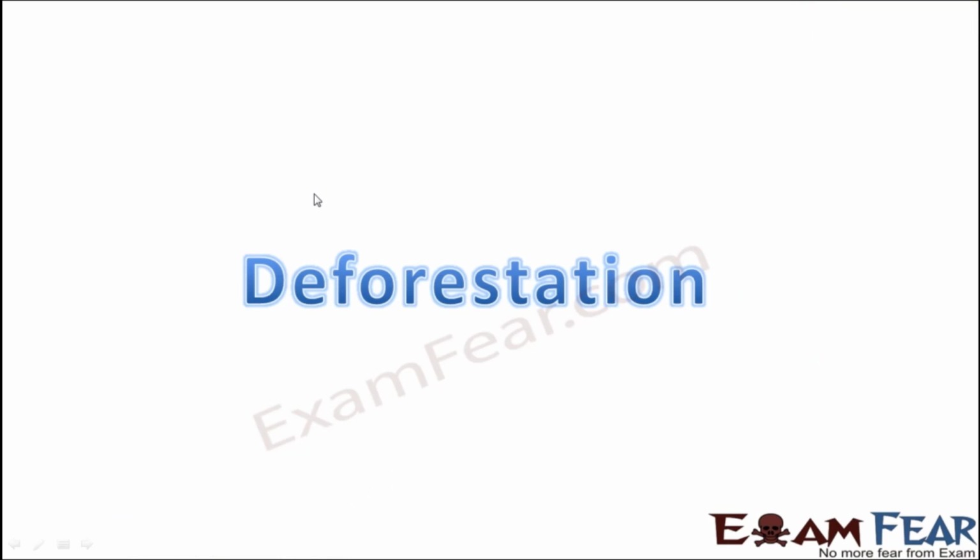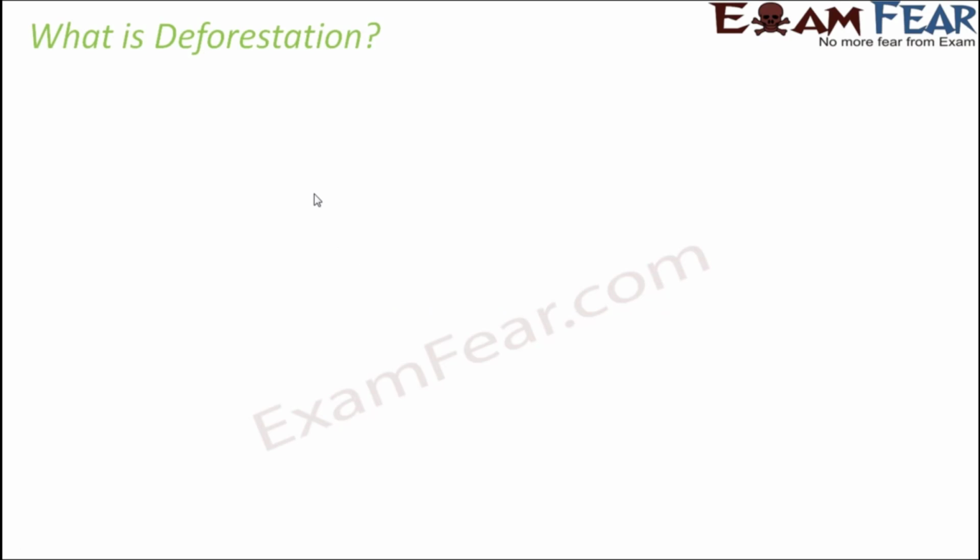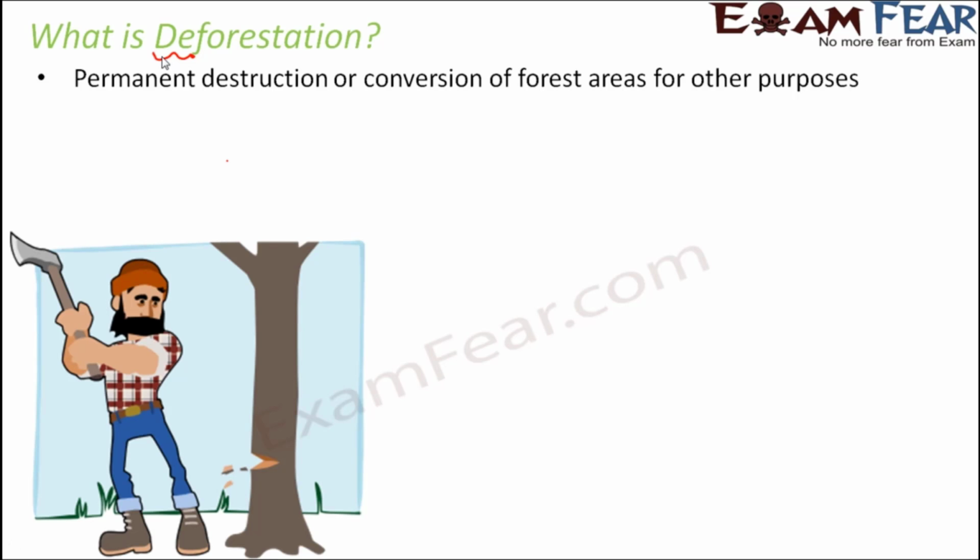So let us now talk about deforestation in detail. So what is deforestation? The name says deforestation. De means something which is opposite of forestation. Forestation means development of forests. So cutting down forests is deforestation. So it is permanent destruction or conversion of forest areas for other purposes.